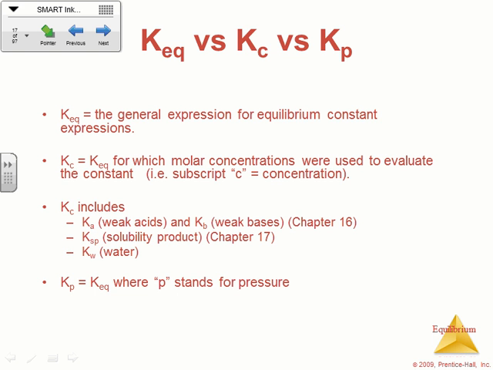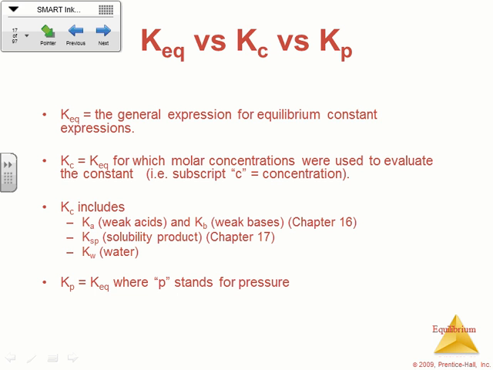Kc is equal to Keq when molar concentrations are used to evaluate the constant. And this will be often, actually. Not as much in this unit, but especially when we get into acids and bases and solubility. Kc is basically going to equal Keq. Kc is going to include Ka, Kb, weak acids, weak bases, Ksp, solubility product, Kw. Kp is equal to Keq when P stands for pressure.